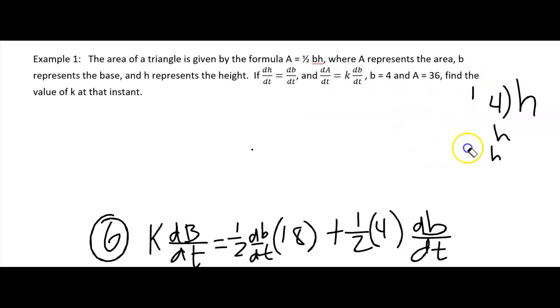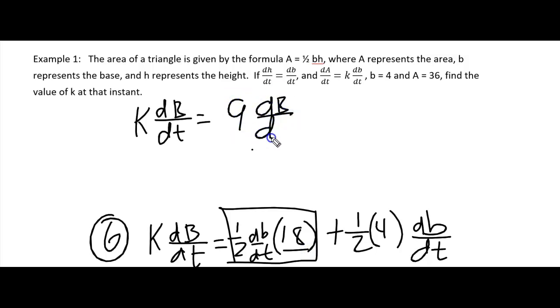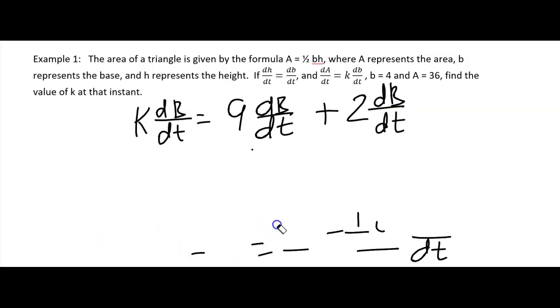Now we get to simplify our answer here from number 6 a little bit before we finish up. So we're going to have k dB/dt on the left. Nothing I can do on the left. But here, this can be simplified. Half multiplied by 18 is 9. And half times 4 is 2. Now here's what's convenient about this. You guys notice they're all dB/dt's? That's very convenient. And that's how we're going to get this problem solved.